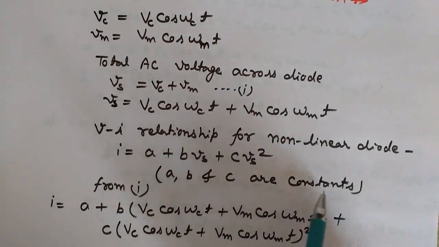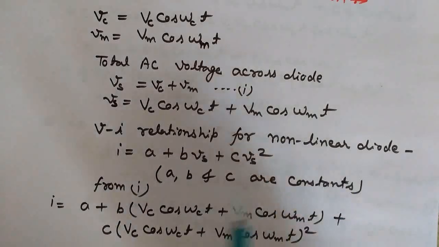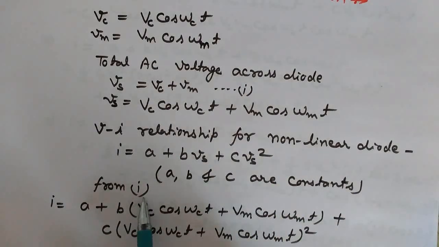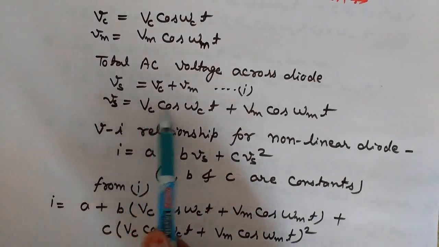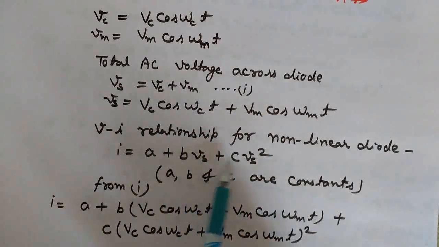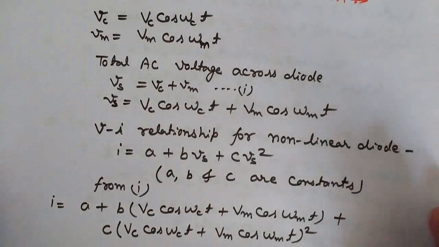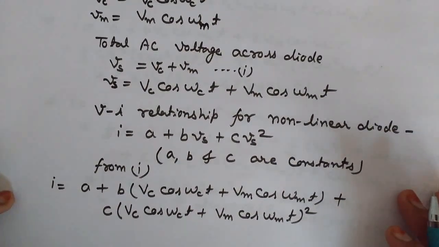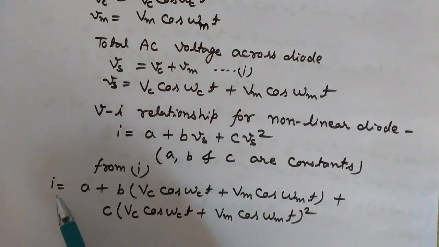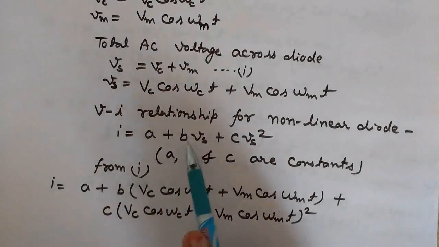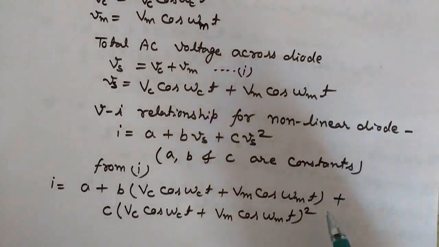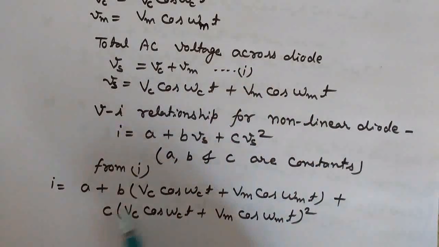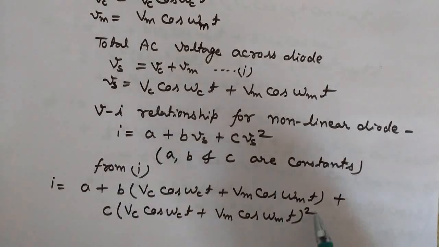Here A, B and C are constants. From equation 1 we now put in the value of Vs. This whole part is Vs, so put the value of this in place of Vs. Putting the value of Vs, we know that I is equal to A plus B times Vc cos omega ct plus Vm cos omega mt, plus C times Vs square. This whole part is squared.